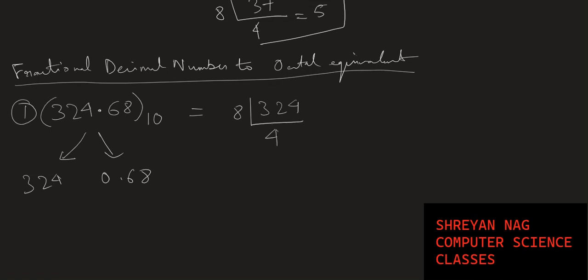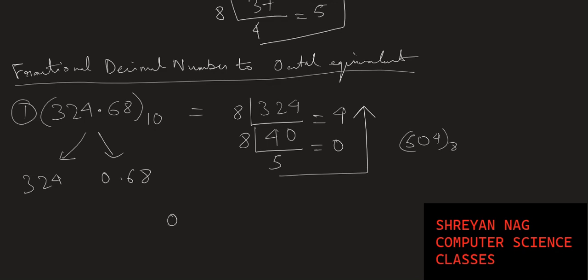40, so 40, remainder is 4. So 8 5s are 40, remainder is 0. From the bottom to top, since the number is less than 8, 504 is the first part, and then the remaining part shall be multiplied by 8. So 0.68 into 8 equals 5.44. Take out this part and place it here.